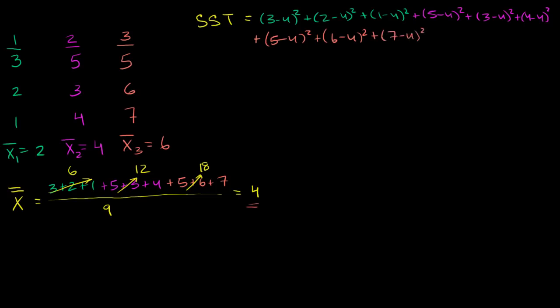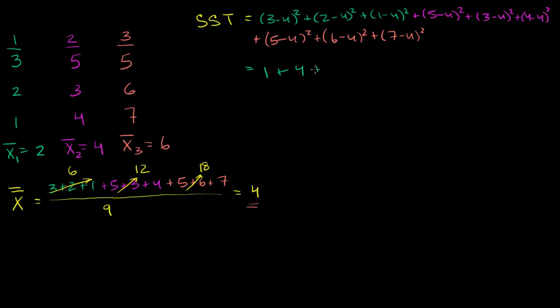And what does this give us? So up here, this is going to be equal to 3 minus 4. Difference is 1. You square it. It's actually negative 1, but you square it, you get 1. Plus, you get the negative 2 squared is 4. Plus negative 3 squared.